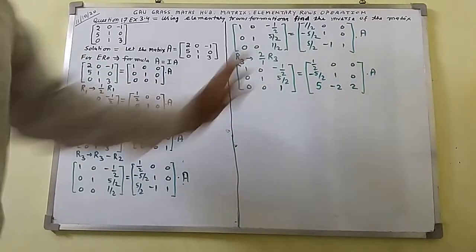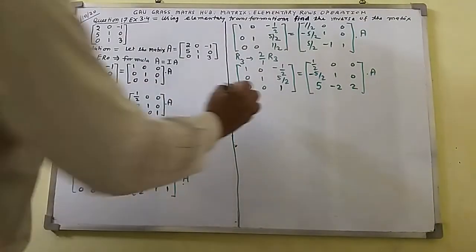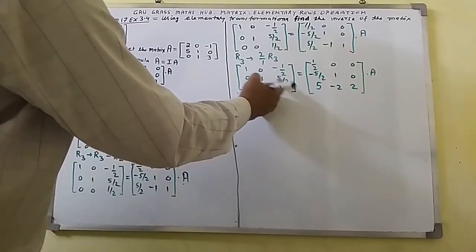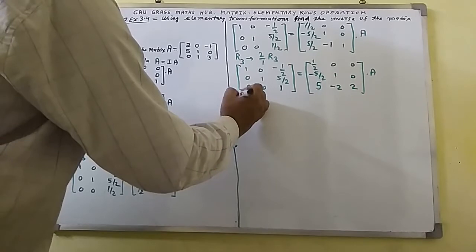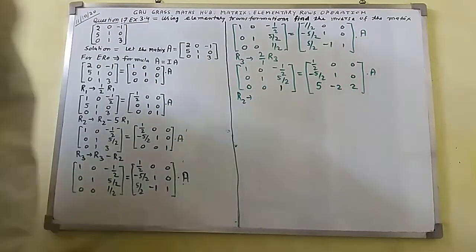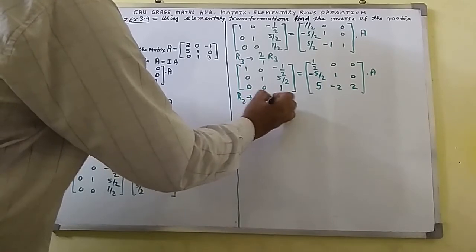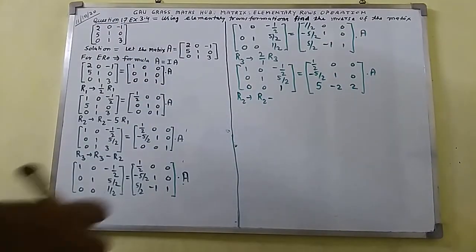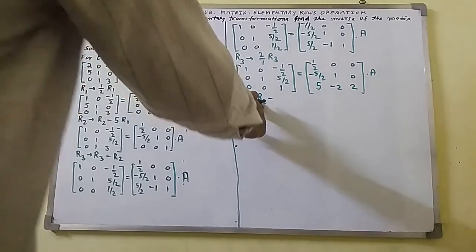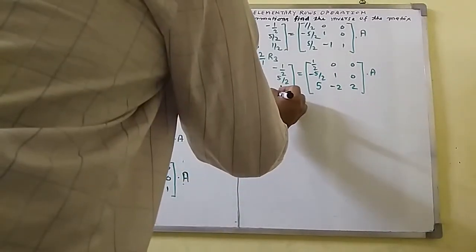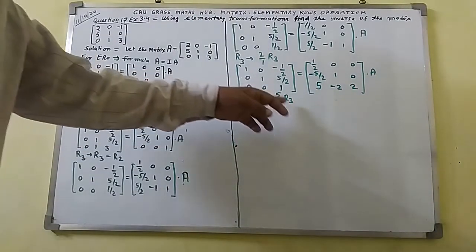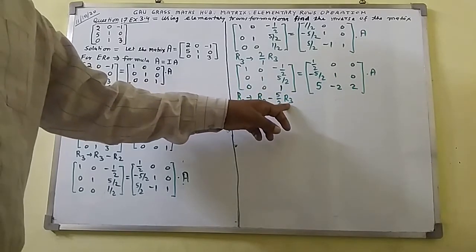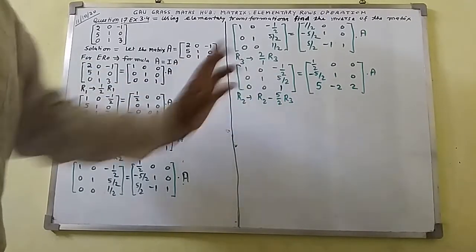This element will be converted into 0. The change will occur only in the second row, because this element 5 over 2 is there in the second row. So here I shall write R2 goes to R2 minus 5 over 2 R3. If I take R3 as 1, this will become minus 5 by 2. Here 5 by 2 comes out to 0 easily. So here I shall apply this property.